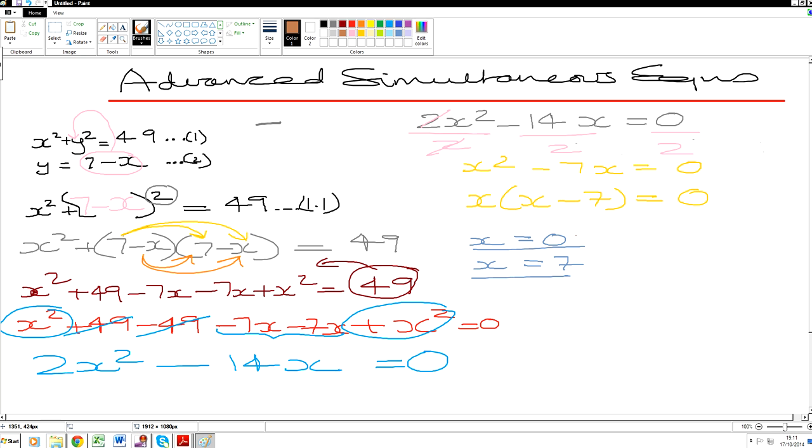So we're now going to substitute x equals 0 into y is equal to 7 minus x. So where does the nought go? The nought goes there. So y is equal to 7 minus nothing. 7 minus nothing is equal to 7.